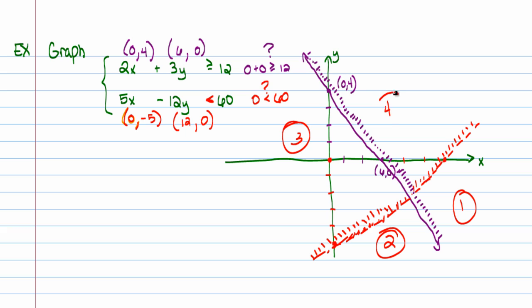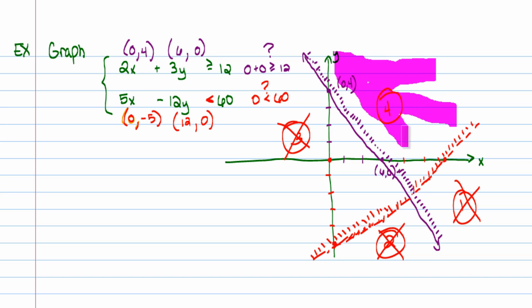In region 1, only the purple is shaded there, not the red, so that's not worthy. In region 2, neither of them get any shading, so that's not worthy. In region 3, only the red gets shaded, but not the purple, so cross that out. But in region 4, they both get shaded. So region 4 is my solution region. Ugh, bad combination of colors. Really bad combination of colors. Anyway, that's my solution region right there. All of that stuff. So again, another example of a system of linear inequalities where one boundary line is solid and the other is dashed.